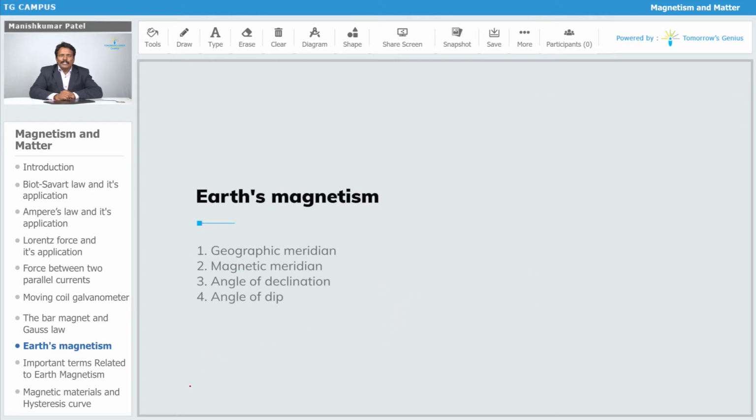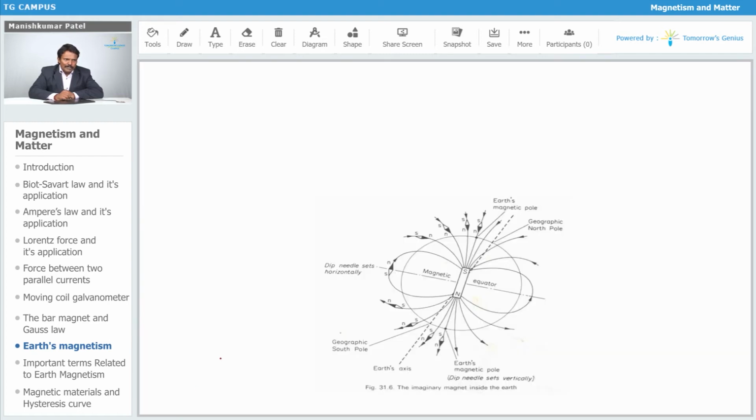Now there are different terms related to earth magnetism: the geographic meridian, magnetic meridian, angle of declination, angle of dip. We know that whenever you suspend a magnet freely, it shows the geographical north. From this diagram I can say that this freely suspended magnet points to the geographical north. That means there has to be an imaginary south pole. That's why the magnet is directed towards the geographic north.